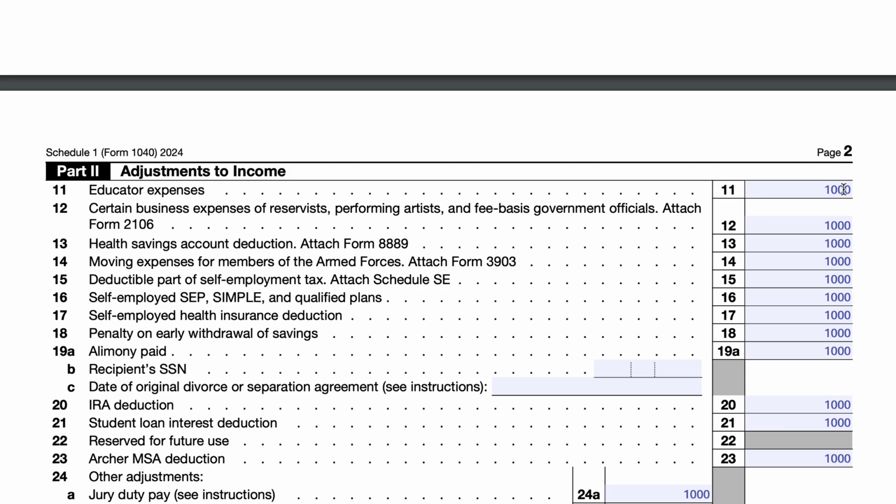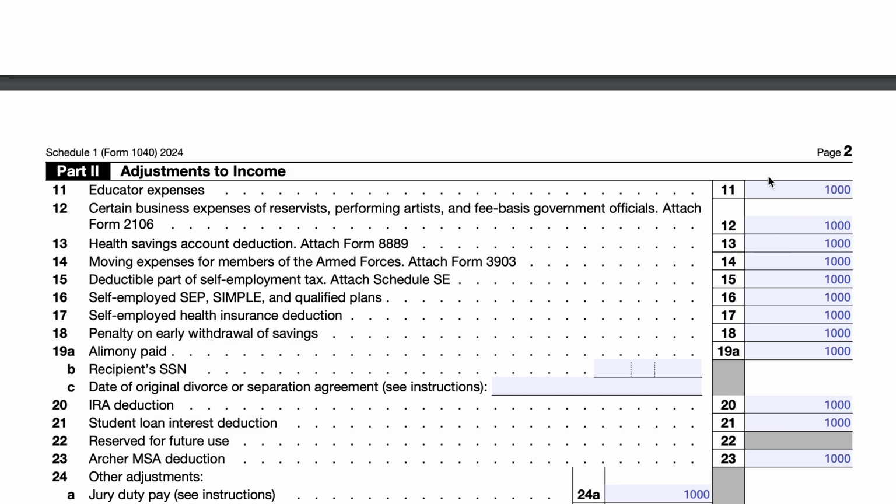And qualified expenses could be professional development courses that you took to improve your ability to teach the curriculum. It has to be directly related to the curriculum you teach, or in connection with books or supplies or equipment that you bought for use in the classroom, and it has to be above and beyond any expenses that you're reimbursed for. So you can't deduct as an adjustment to income any education expenses that you were already reimbursed for.